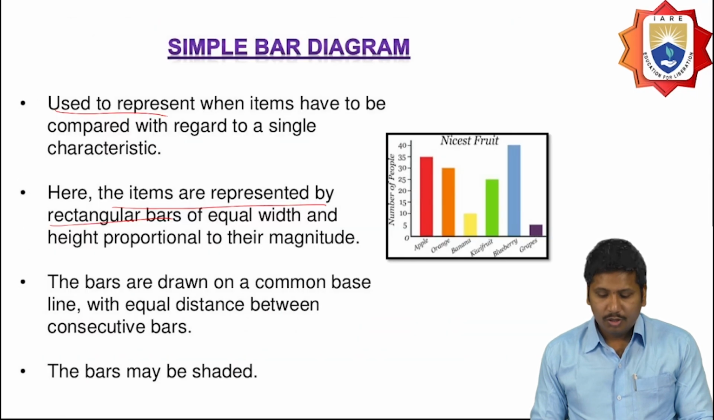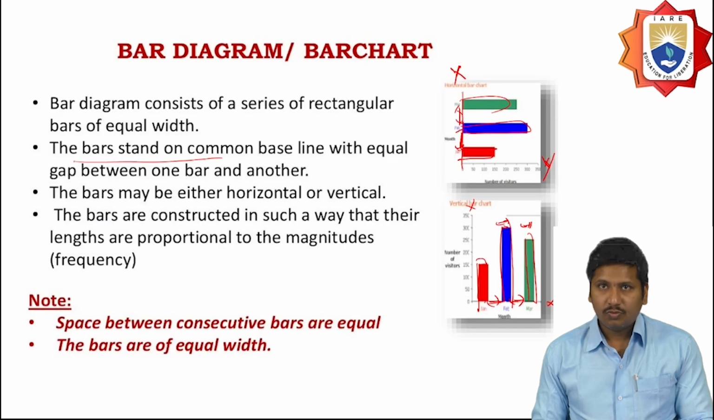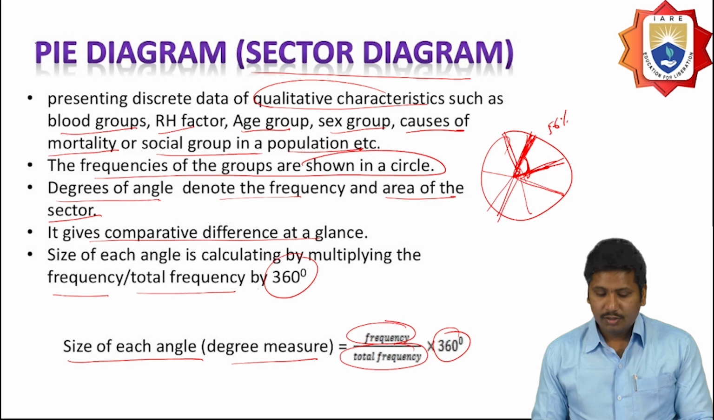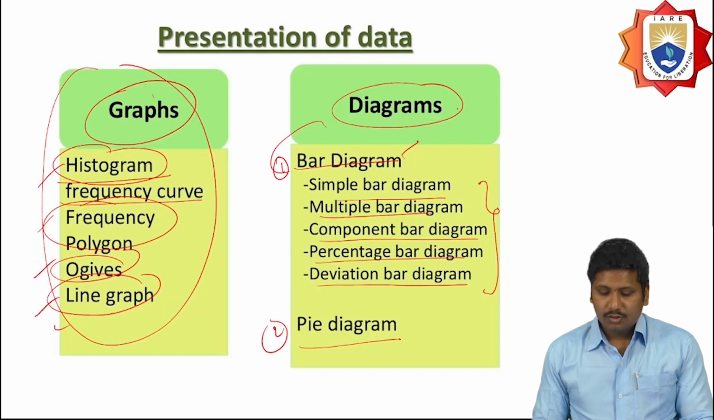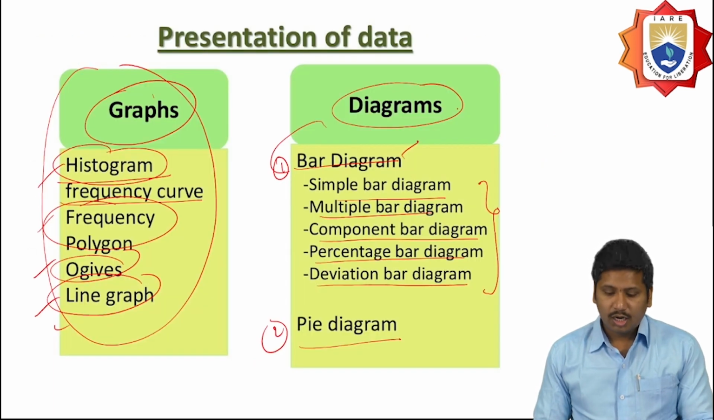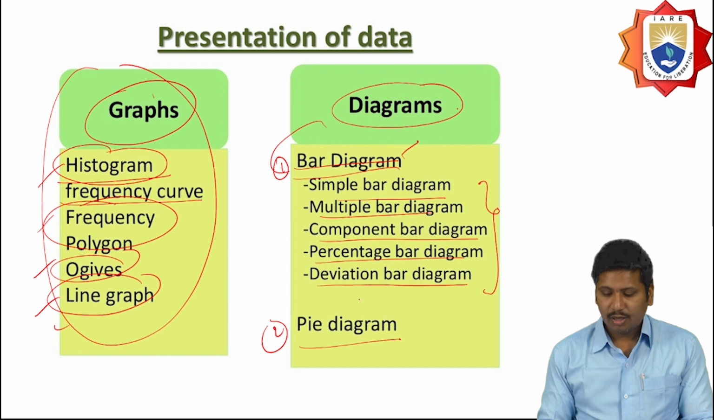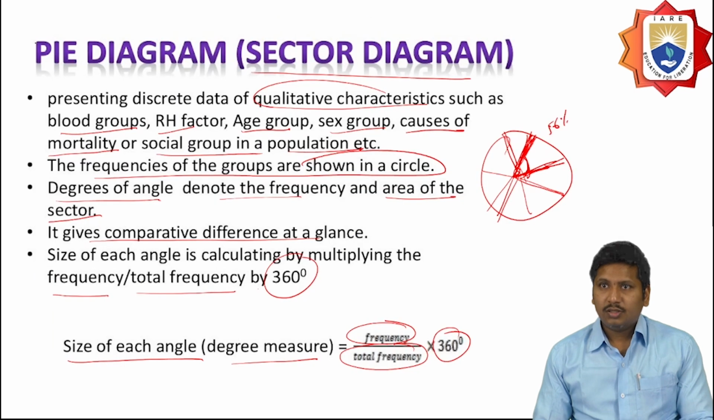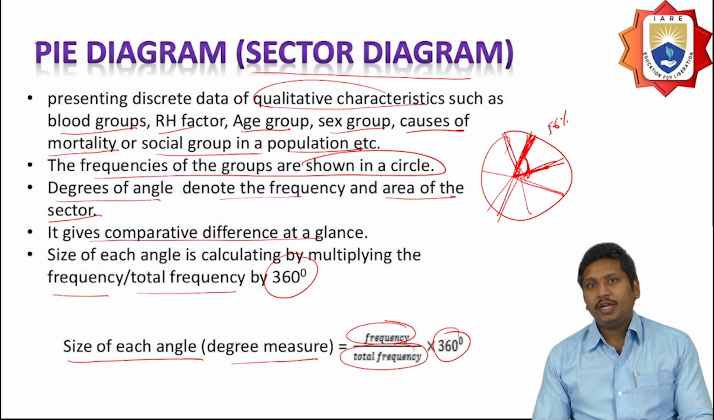So that was about the various diagrams that are used for representing data, right? In this video I'm going to cover the diagrams. Diagrams are of different types. So the bar diagram, and again this bar diagram can be a simple bar, multiple bar, component bar, percentage bar, and then deviation bar. The bar diagram can be used for representing discrete data, a qualitative characteristic.